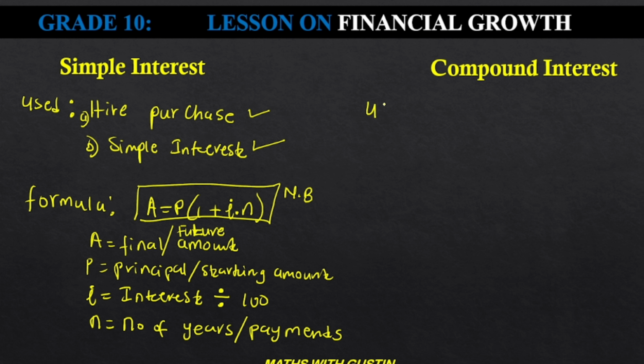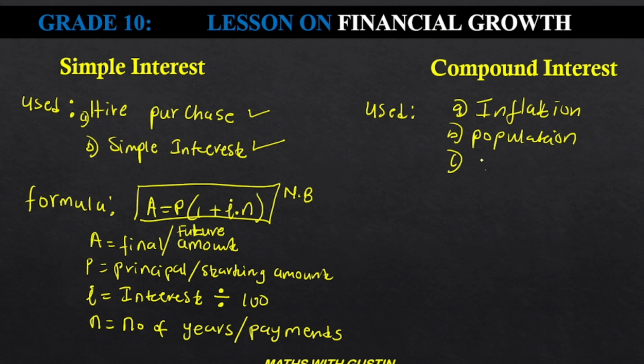Compound interest, you use it if the question says calculate the inflation. Anything that has to do with inflation, you use the compound formula. B, what if they ask us to calculate the population increase? We would use the compound formula. C, they would say compound interest directly. If they ask us to calculate the interest as it is, we'll use the compound formula.